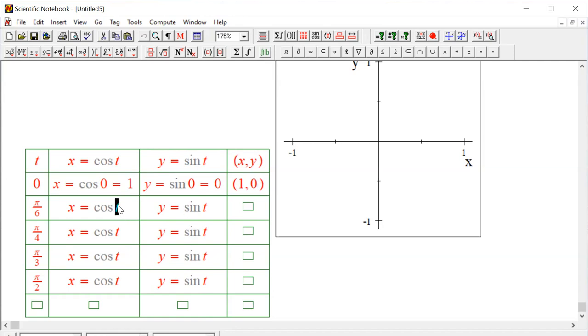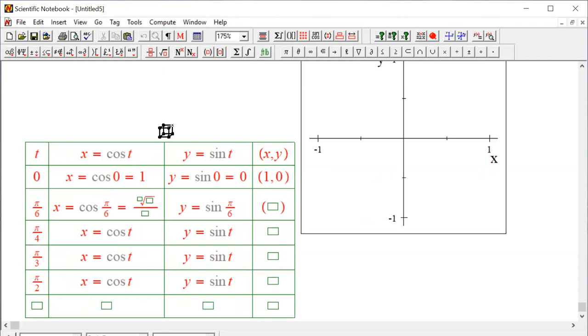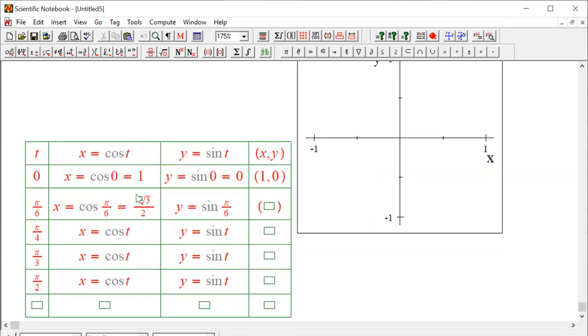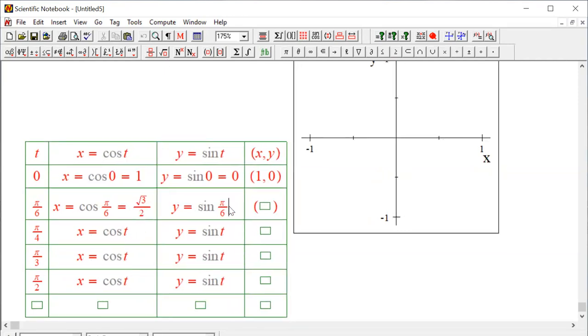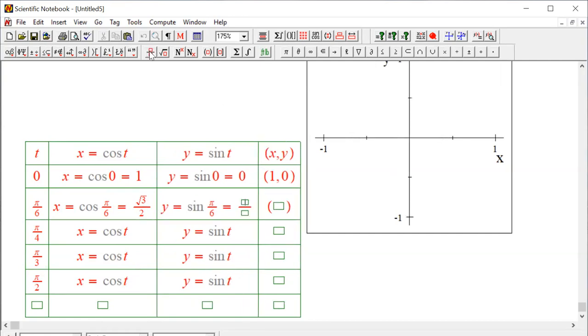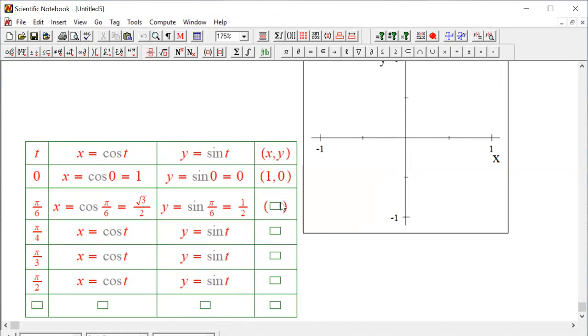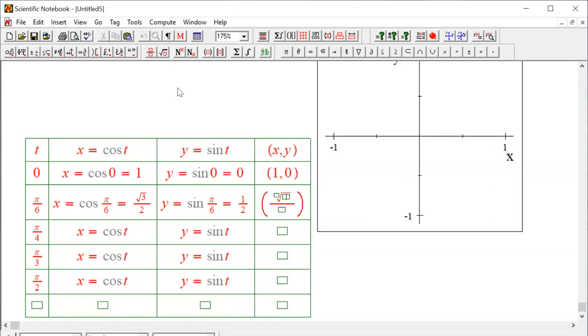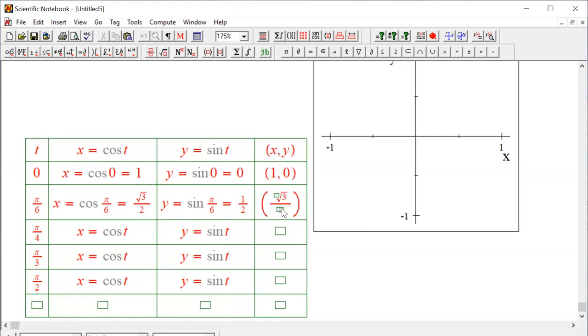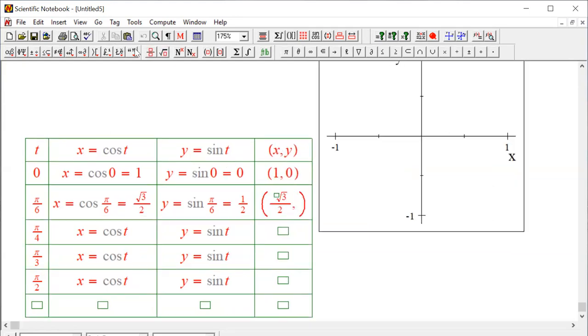The next one, pi over 6, right? So you can see we can plug in the time and get our points. So cosine pi over 6 is going to be √3 over 2. Right? Sine pi over 6 is 1/2. So we got 2 points already. So let's plot these 2 points first to see what we get.